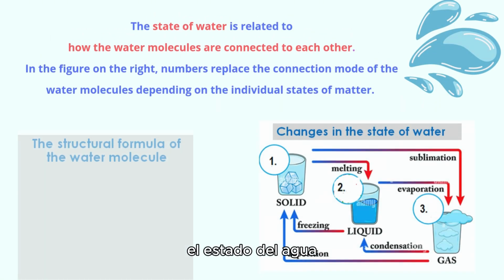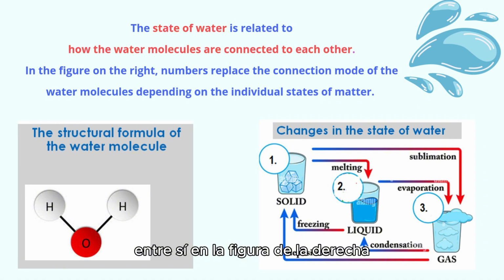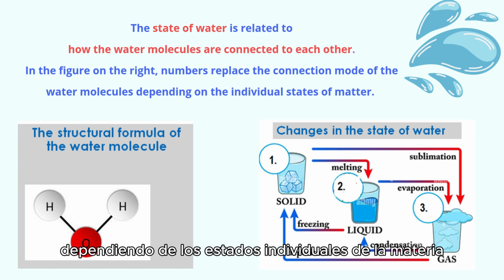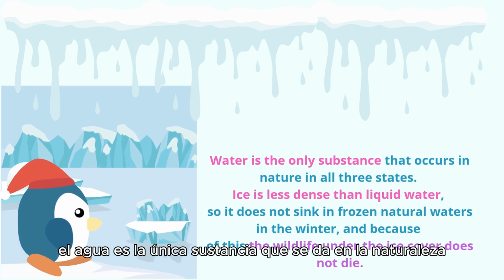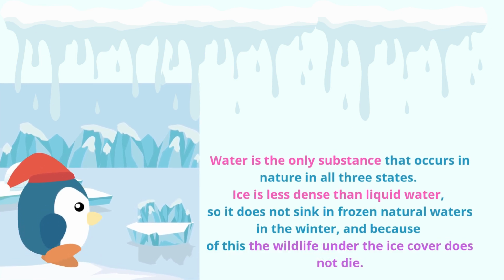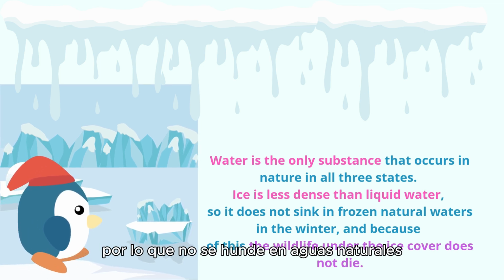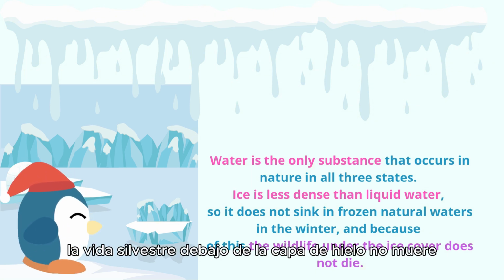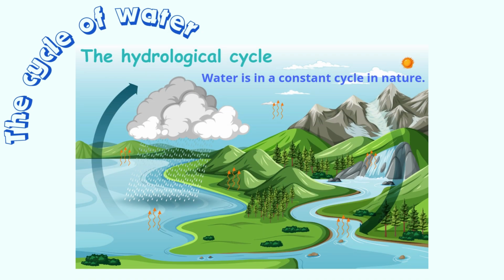The state of water is related to how the water molecules are connected to each other. In the figure on the right, numbers represent the connection mode of the water molecules depending on the individual states of matter. Water is the only substance that occurs in nature in all three states. Ice is less dense than liquid water, so it does not sink in frozen natural waters in the winter, and because of this, the wildlife under the ice cover does not die.